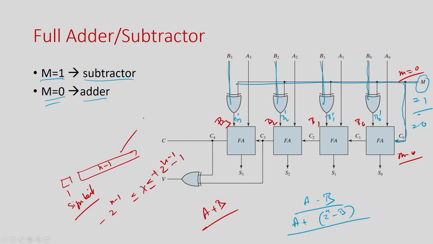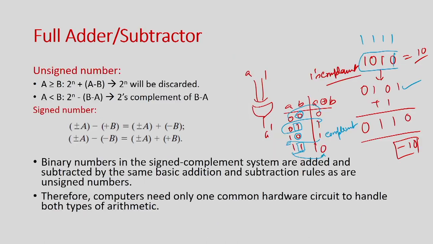If the value is negative, I will put the sign bit to 1, and I will keep the 2's complement of the value here. And if the value is positive, I will keep the sign bit equal to 0, and I will keep the number as it is. This is how I will store the signed number, and in practice you mostly have to consider signed arithmetic.